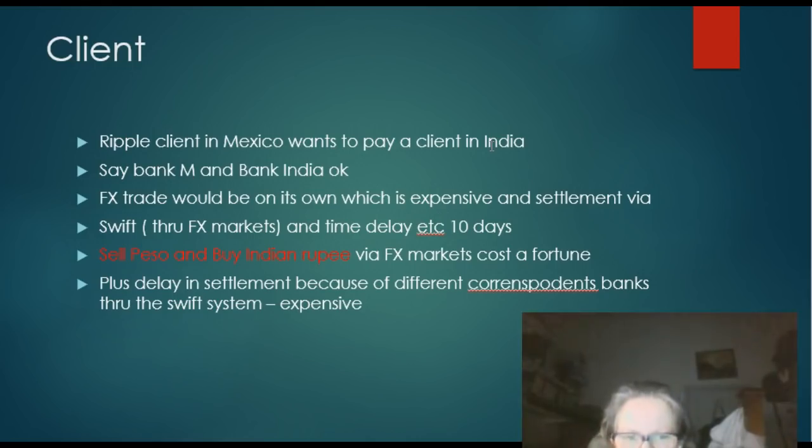If they go through the old clunky SWIFT system, they buy Indian rupiah and sell peso, because they have to make an Indian rupiah payment to the Indian bank, and they obviously have to convert out of their own Mexican peso into the Indian rupiah. They have to do an FX market transaction. That's number one, if they do it the old way, through SWIFT and the foreign exchange market.